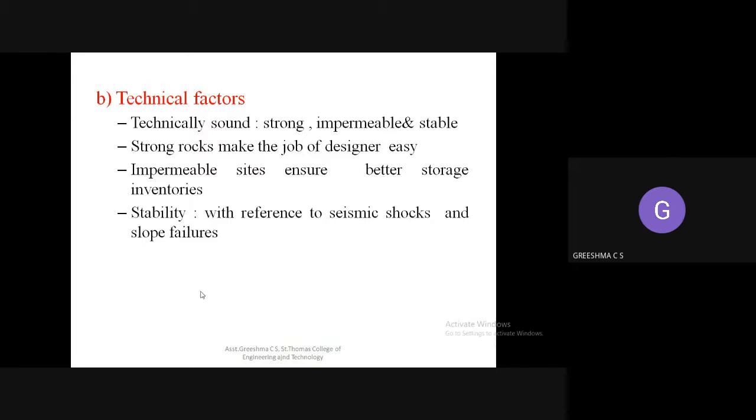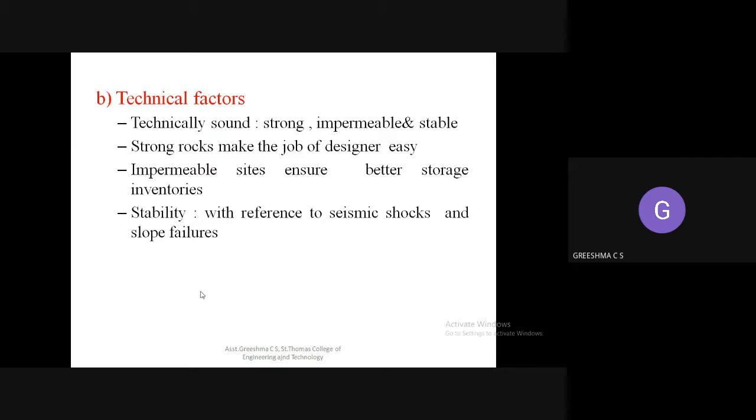It should not allow much water to pass through. Okay, it should be impermeable. The land should be strong and it should be stable. That means there should not be any tectonic activities. The land should not be prone to any earthquakes or landslides. So it should be a very stable land.